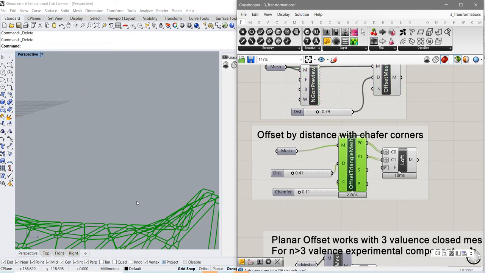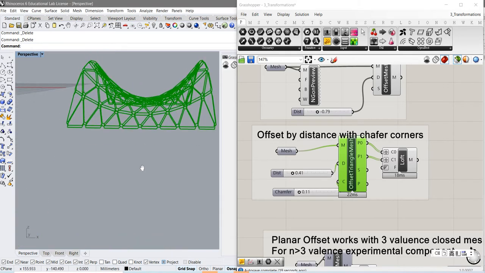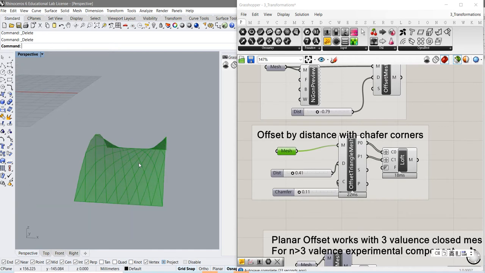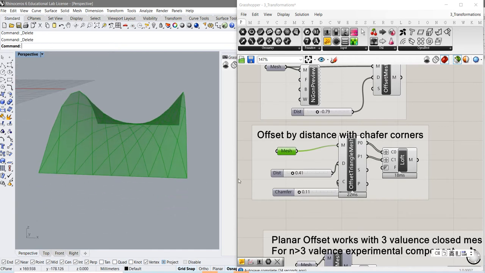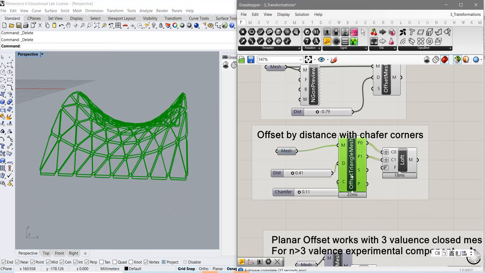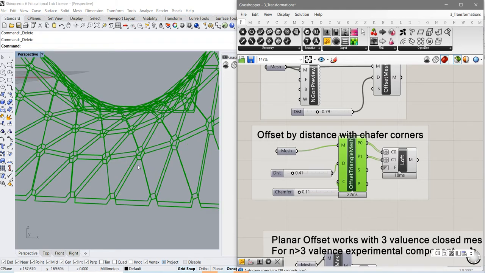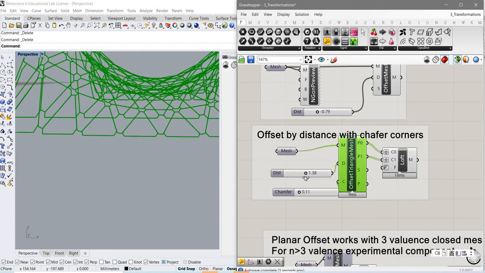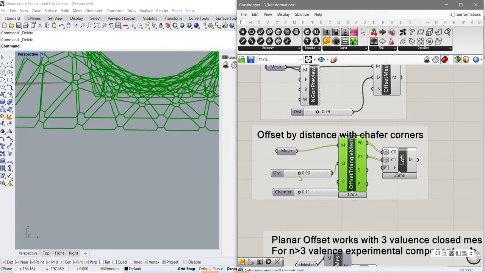We have a mesh like this, and then we offset it. Control the distance. Okay. And then we chamfer the corners. Make it smaller or larger. Okay.